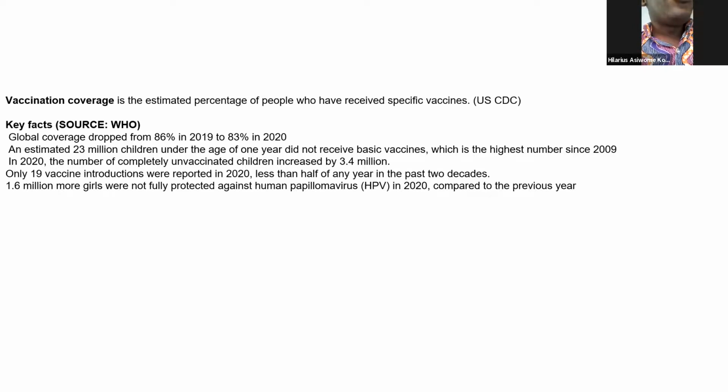In 2020 alone, the number of completely unvaccinated children increased by 3.4 million, and only 19 vaccine introductions were reported in the same year. And that number is less than half of any year in the past 2 decades. And about 1.6 million more girls were not fully protected against human papilloma virus in 2020 compared to previous years. And these are all young girls that are still vulnerable to the infection and potentially can get cervical cancer.